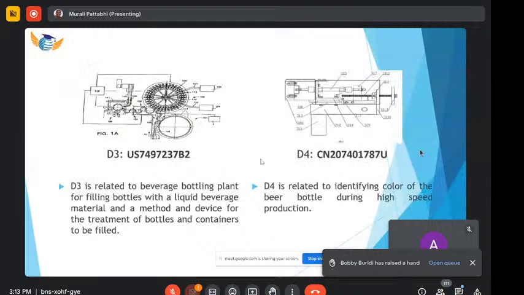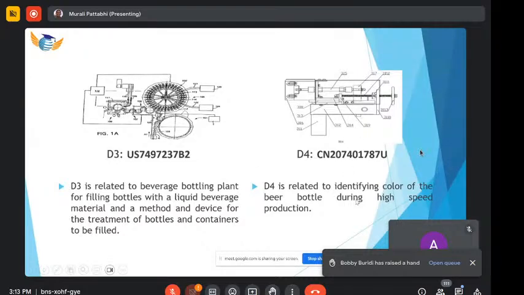And as per D3, if you see, this is related to a beverage bottling plant, not just even a single bottle. It's a beverage bottling plant with a liquid beverage material, and a method and device for treatment of bottles and containers to be filled. Like how we clean those bottles and everything is disclosed in D3.